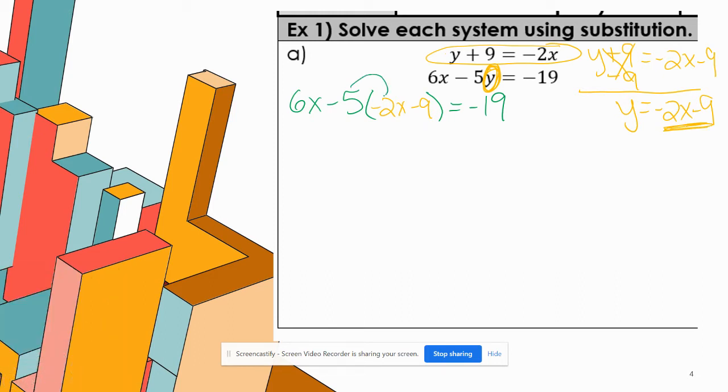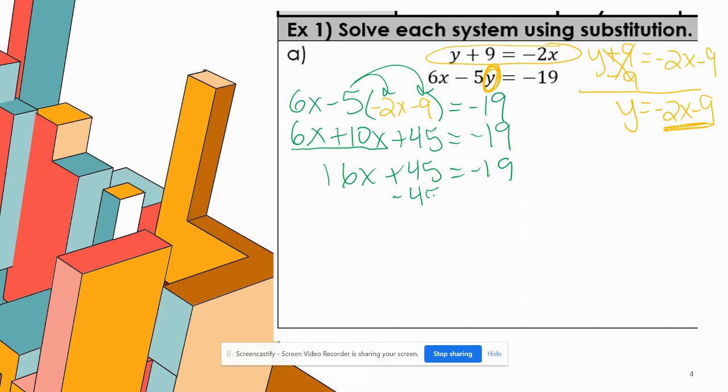So to solve this, I'm going to distribute, keep that 6x. Negative 5 times negative 2x is positive 10x. Negative 5 times negative 9 is positive 45. And then we keep the equals negative 19. My like terms are 6x and 10x to make 16x.